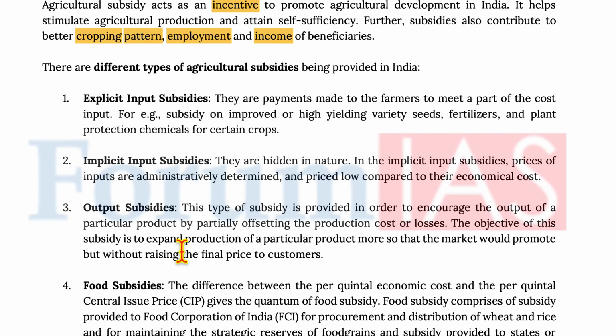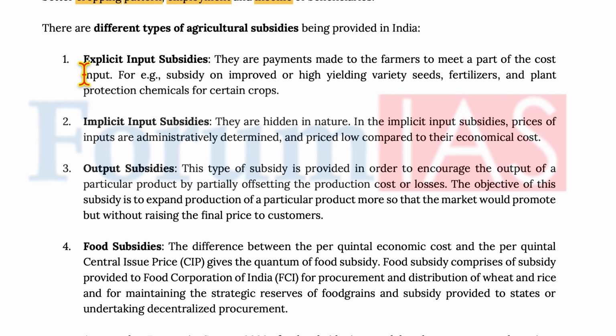Now, there are different types of agricultural subsidies being provided in India. These are explicit input subsidies, implicit input subsidies, output subsidies, and food subsidies. Now, explicit input subsidies are payments made to the farmers to meet a part of the cost of input. For example, subsidy on improved or high yielding variety of seeds, fertilizers, plant protection chemicals for certain crops. Implicit input subsidies are hidden in nature. In the implicit input subsidies, prices of the input are administratively determined and priced low compared to their economical cost.